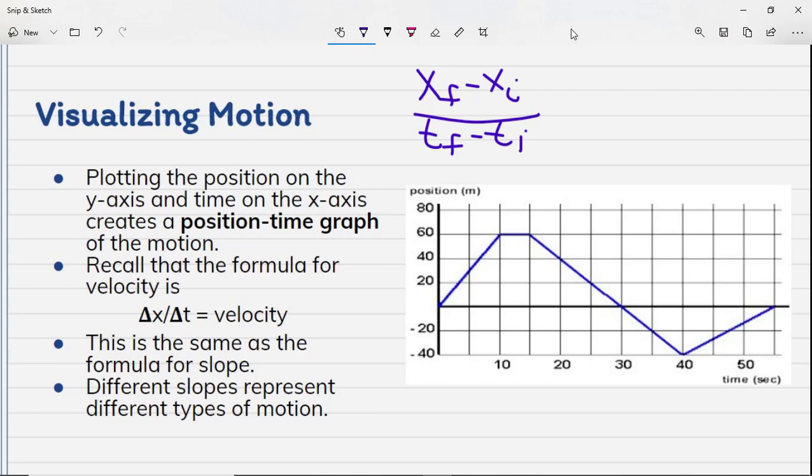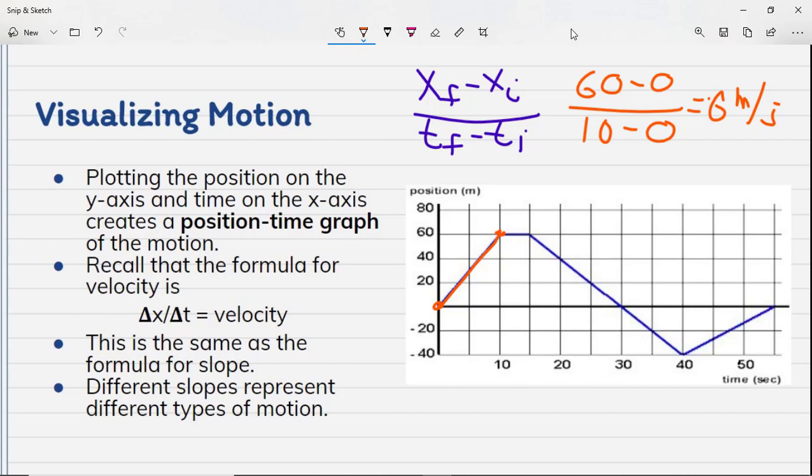Different slopes represent different types of motion. So let's take a look at some examples here. I'm going to switch my pen color real quick. We start here at position 0, and then we end up at position 60. So our final position is 60. Our initial position is 0. Our initial time is 0. And it took us 10 seconds to get there. So that gives us a velocity of 6 meters per second. Okay? And it kind of makes sense because if we mention that this is essentially slope, that line has a positive slope. You remember that from your algebra class.